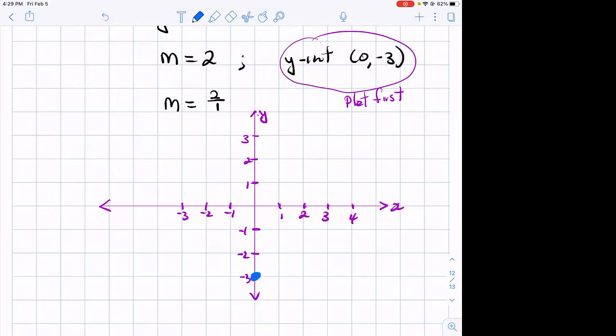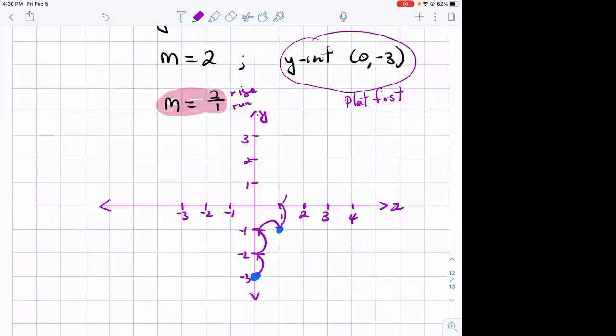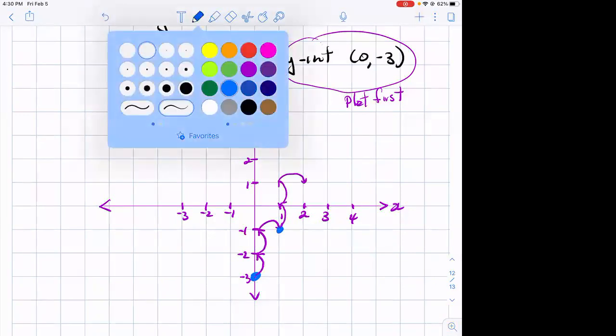Now what I do to get my second point is to use the slope. So it's positive 2 over positive 1. So I will move up 2 because this is the rise and this is the run. I will go up 1, 2, okay, and then jump 1 to the right. And that will be my second point. And I can keep doing this again if I want. I can play the pattern again. I can go up 2, okay, and jump 1. And that could be a third point if I want.